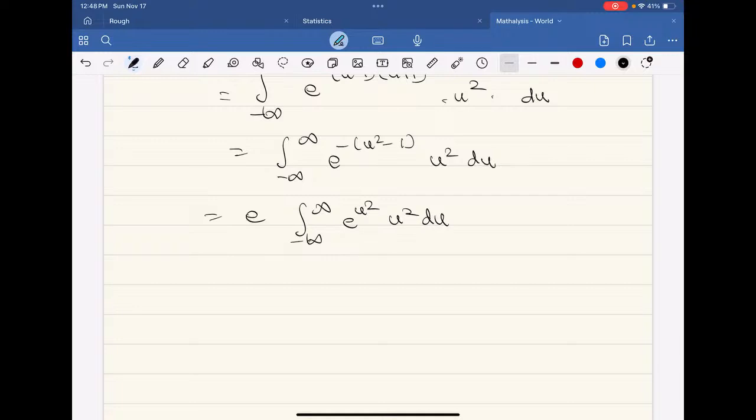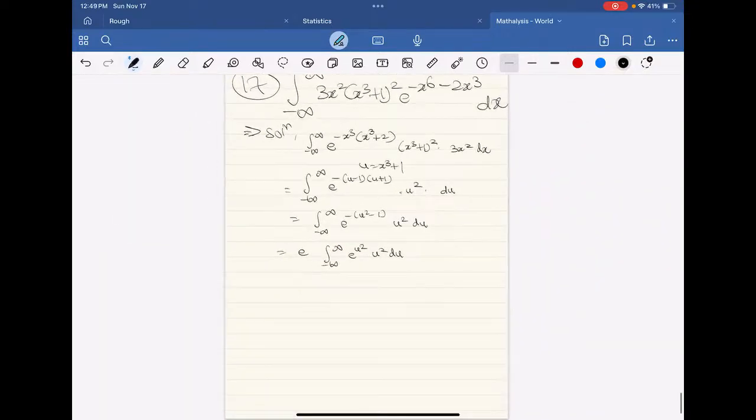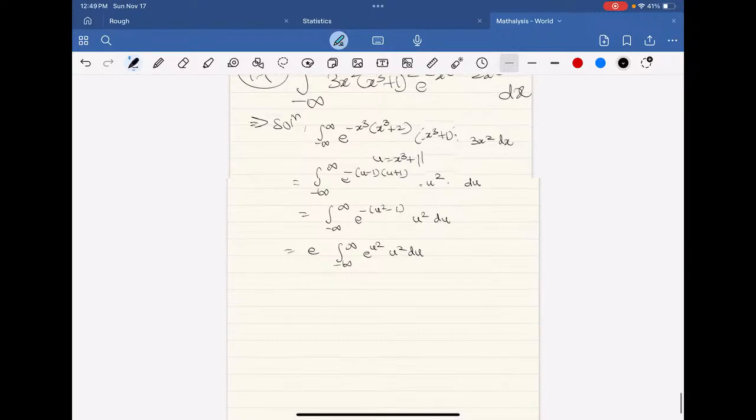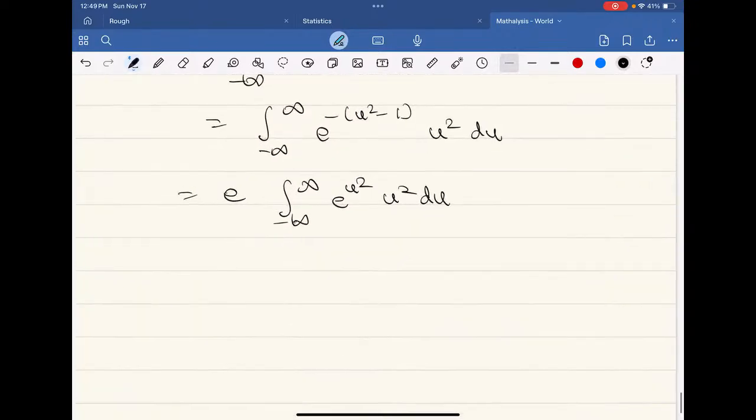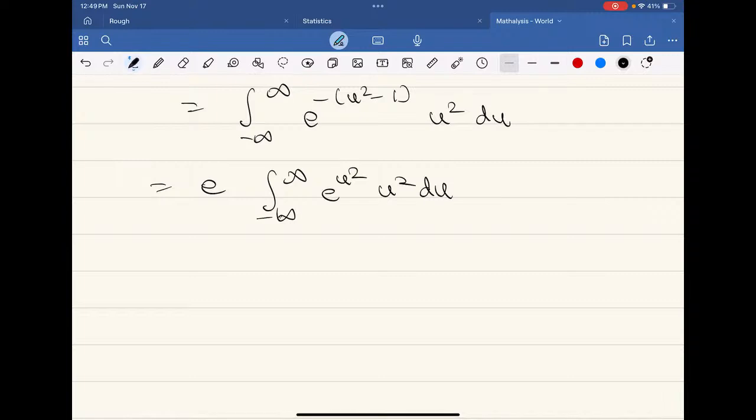How do I solve this? If I make a substitution that... what do I even substitute, guys? Yeah, what do you recommend me? Okay, now how do I approach this?